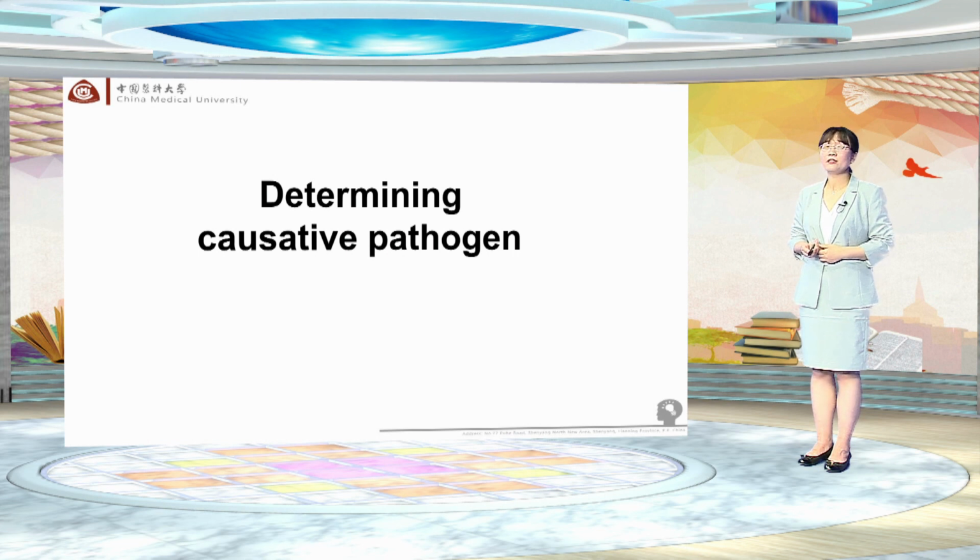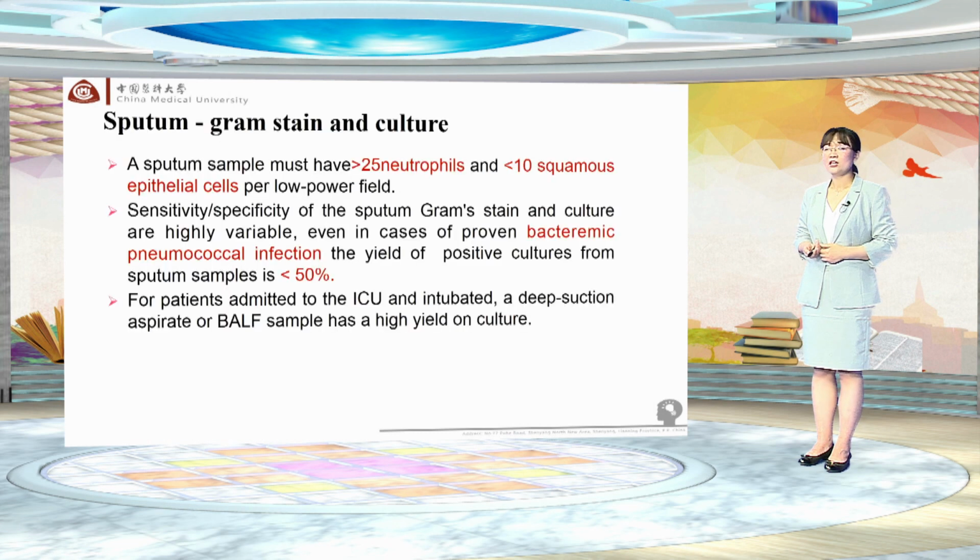Next is determining the causative pathogen. This relies on laboratory tests. We can send the sputum for gram stain and culture. A qualified sputum sample must have more than 25 neutrophils and less than 10 squamous epithelial cells per large pore field. The sensitivity and specificity of sputum gram stain and culture are highly variable.